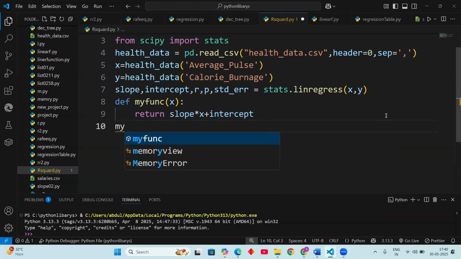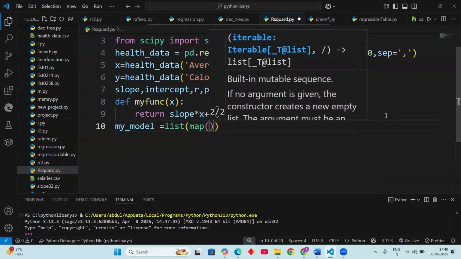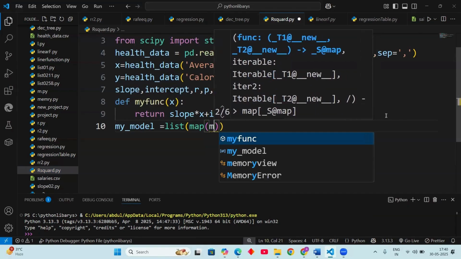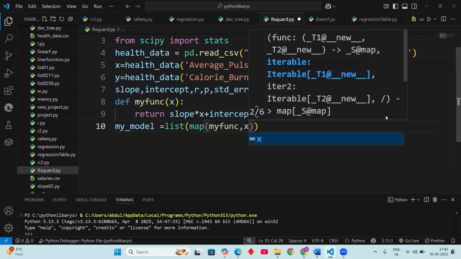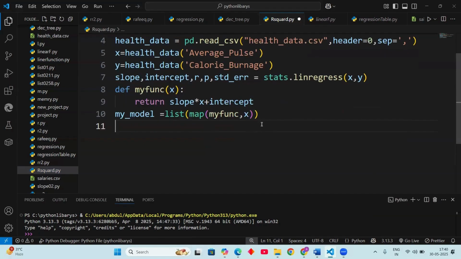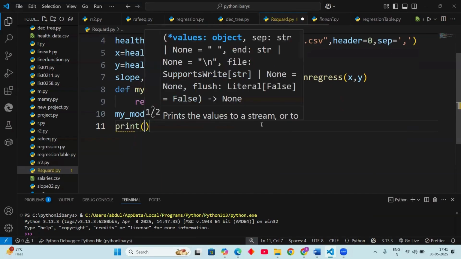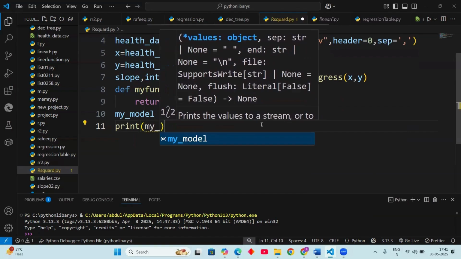I am creating a model called my model, which is a variable. I am using the list concept for mapping the data, mapping my function to the data for x. Here I am mapping the data. After that, I want to print my model, not my function, print my model.